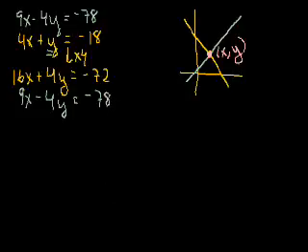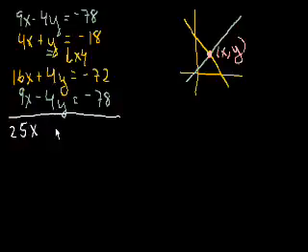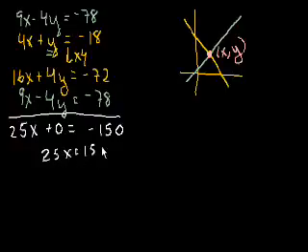Okay. Well, now if we were to add these two equations, when you add equations, you just add the left side and you add the right side. When you add, you have 16x plus 9x, which equals 25x. Then 4y minus 4y just equals 0, so that's plus 0, equals minus 72 minus 78, which is minus 150. We're just adding them all together. So we have 25x equals minus 150.